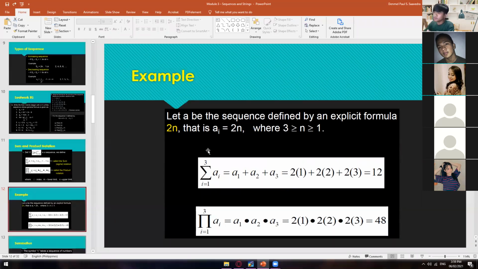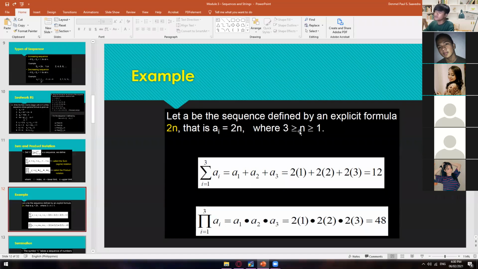Okay, so here's one example for the product notation and sum notation. So let A be the sequence defined by an explicit formula. So we have this formula 2 times n. Okay, let's say that the n is the term or the position. So that is a sub I is equal to 2 times n. So as you can see, this a sub I is always the formula. Okay, so a sub I is a default symbol or variable wherein this a sub I contains a formula. In this case, the formula of a sub I is 2 times n.